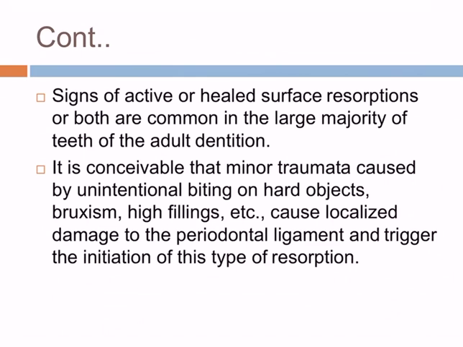The signs of active or healed surface resorptions are common in the large majority of teeth of the adult dentition. It is conceivable that minor trauma caused by unintentional biting on hard objects, bruxism, or high fillings causes localized damage to the periodontal ligament and triggers the initiation of this type of resorption.